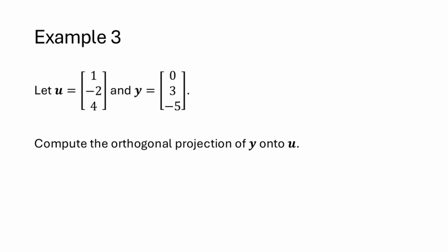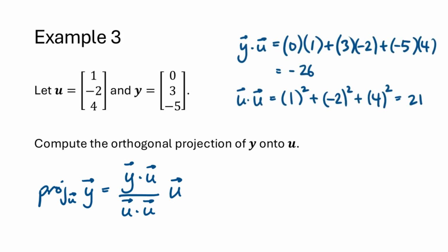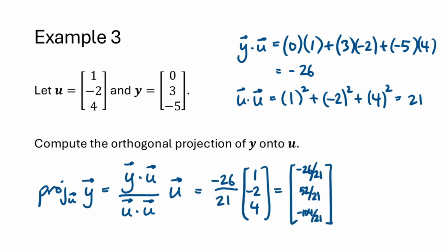Let's take a look at this example. So we want to compute the orthogonal projection of y onto u. So our formula is y.u divided by u.u times u. So all we need to do is compute those two dot products and put them in the formula. So y.u works out to be negative 26, and u.u works out to be 21. So the projection that we're looking for is negative 26 over 21 times the vector u, which is the result that you can see here.